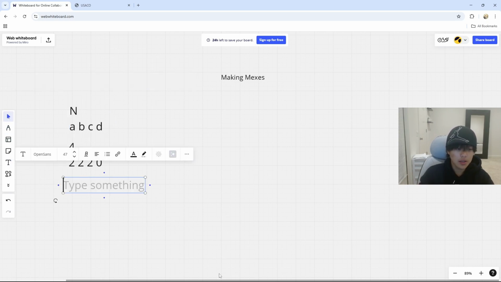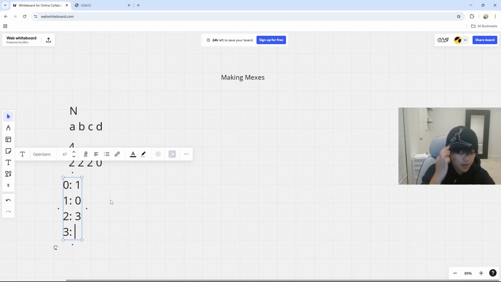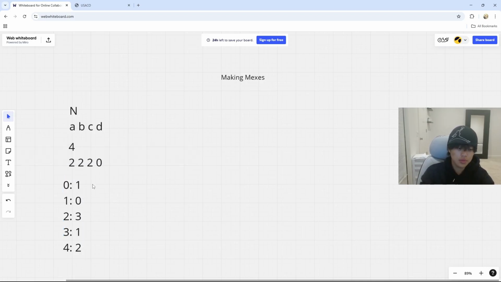So this wouldn't be the output, but it would basically be me saying this. For 0 to be the mex, how many numbers would you have to change? The answer was 1. For 1 to be the mex, how many numbers would you have to change? 0. For 2, 3 changes. For 3, it would be 1. And then the last one, because it's n plus 1, so 4 plus 1, which is 5, you should have 5 different lines. And 4, I believe, was 2. So that should have been the answer.